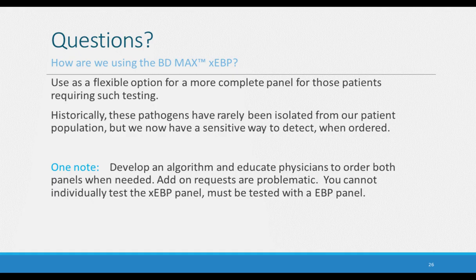So let's go over some questions that you might have about this assay. How are we using the BD MAX extended enteric bacterial panel? Well, we use it as a flexible option for a more complete panel, as I said, for those patients requiring such testing. Now, in our laboratory, we haven't seen these pathogens in this extended panel very often, so we didn't see a need in our algorithm to have it tested on every specimen. But as I say, this is a decision that every laboratory needs to make. And so I will just reiterate at the bottom of this slide, you do really need to develop an algorithm, and you need to educate physicians to order both panels when needed. Add-on requests are problematic, so you can't individually add on an extended bacterial panel.